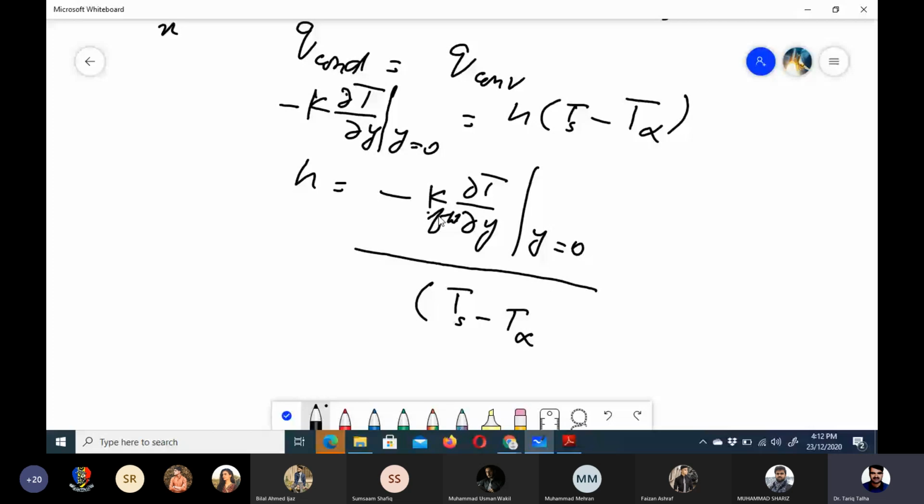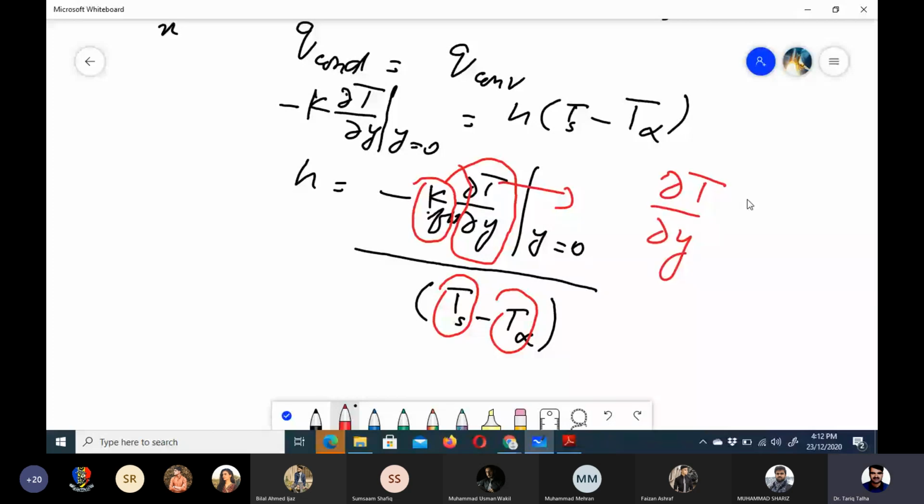And then if you see this equation, k of fluid is very easy. That is the thermal conductivity of a fluid that can be seen from the table, or we can always determine it by measurement. The main challenge here is to get the value of this partial T by partial y at y equal to 0. That is our main challenge.